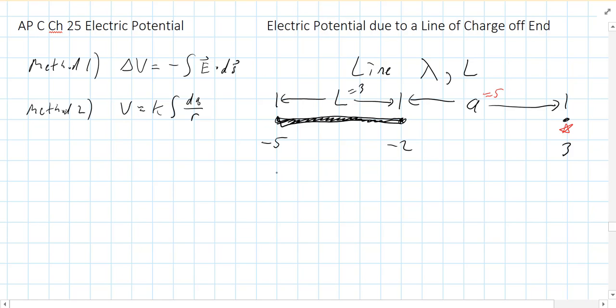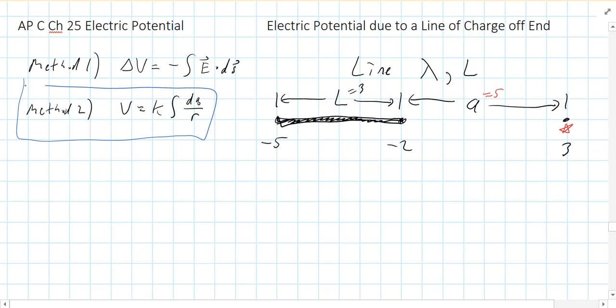Well, if I asked you to use method 1, you could do it if you knew the electric field of a bar off the end. And we did talk about that a couple chapters ago, but frankly, I don't even remember the equation. I think I could probably write it down pretty close, but I don't remember it exactly. So I'm going to go with method 2.